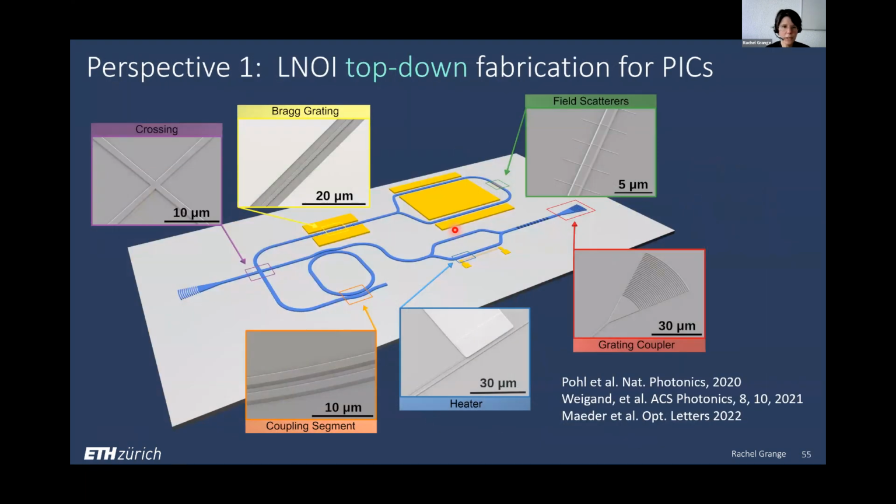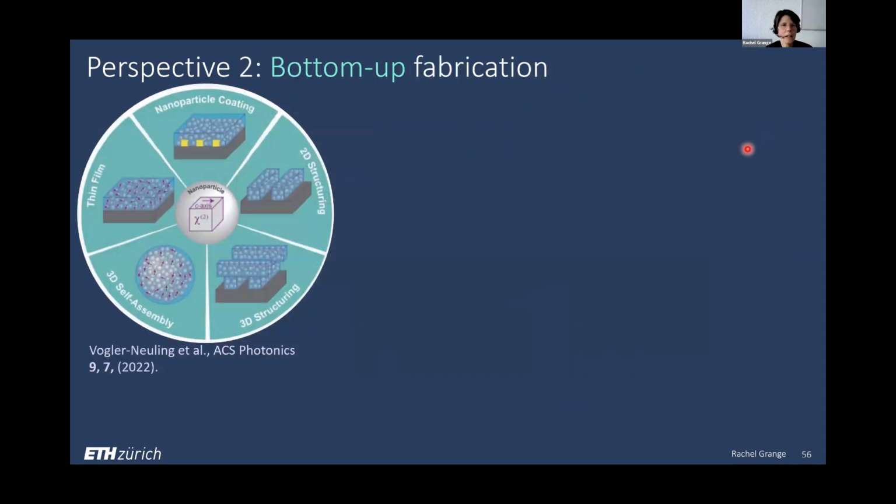Okay, to conclude, I showed you how lithium niobate on insulator for top-down fabrication in integrated circuits is interesting and now a rather mature fabrication process. And I also focused on bottom-up fabrication, where we first use nanoparticles to make microspheres and films. We can also drop cast them around plasmonic antennas, or we can make woodpile structures. I didn't talk about that today.